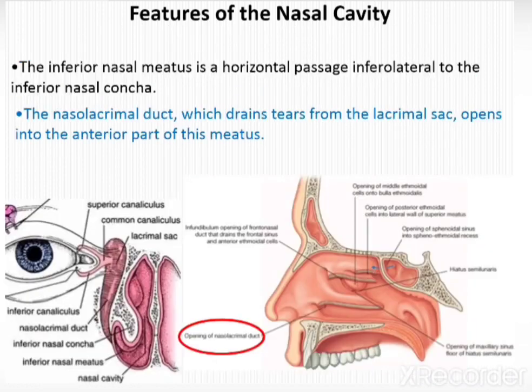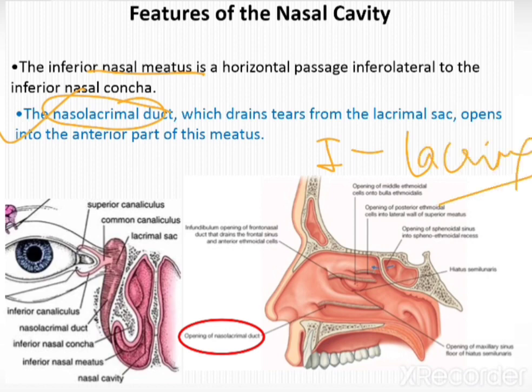The inferior nasal meatus is a horizontal passage inferolateral to the inferior nasal concha. The nasolacrimal duct, which drains tears from the lacrimal sac, opens into the anterior part of the meatus. So this inferior meatus drains the nasolacrimal duct. The middle meatus drains the frontal sinus, and the superior meatus drains the ethmoidal sinus.